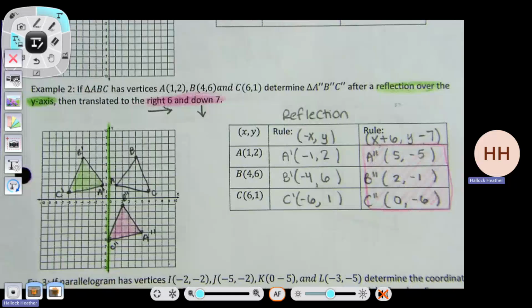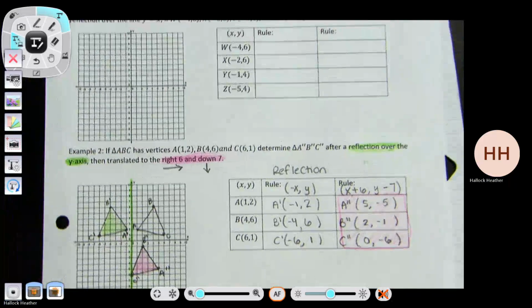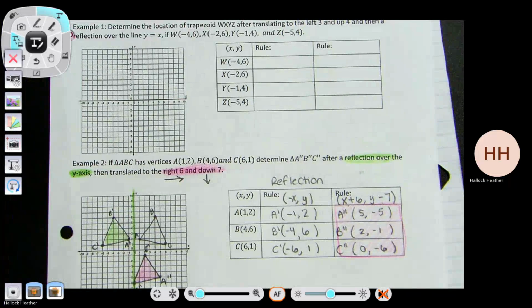So let's go back to number 1. Take a second, plot your coordinate points for number 1. It says, determine the location of trapezoid WXYZ. So it's a trapezoid. Plotting the original.